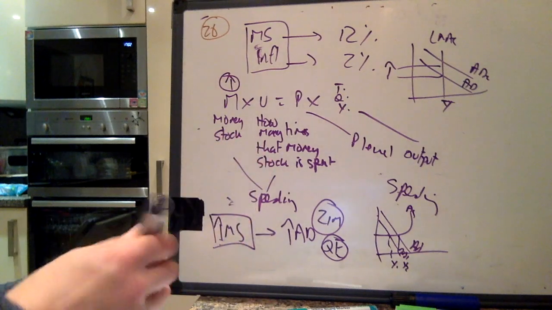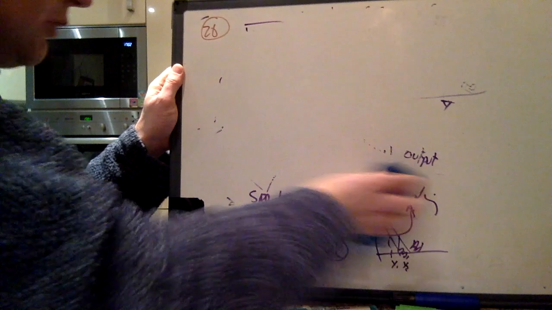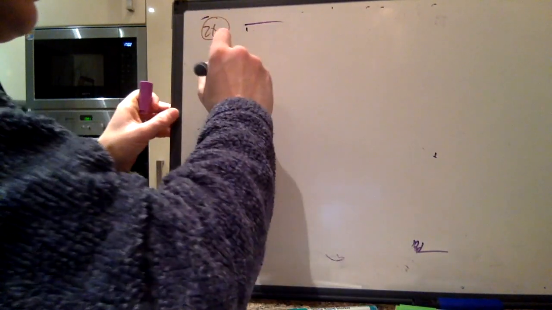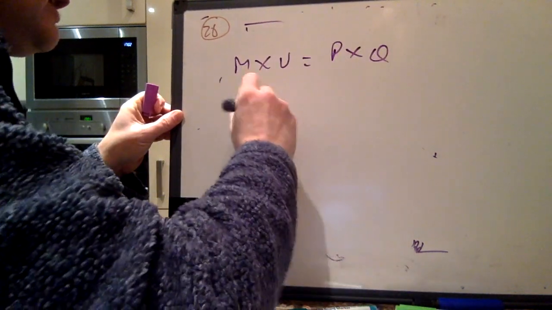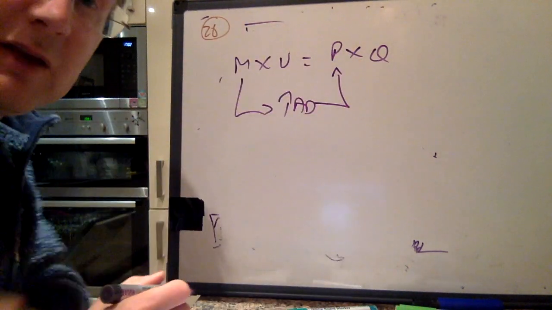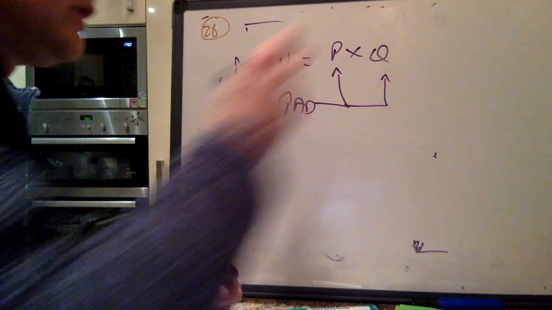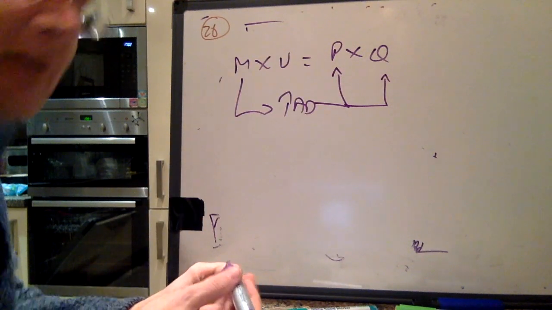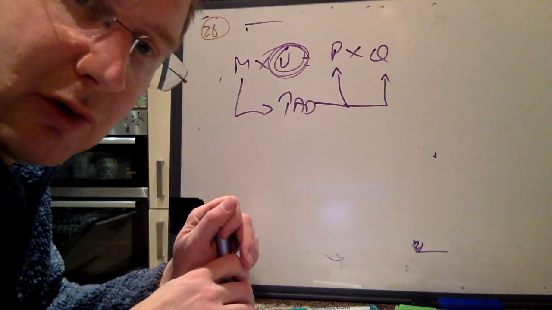In other words, if we then put it back into quantity theory terms, what we're saying is that M times V equals P times Q. An increase in M leads to an increase in aggregate demand. Well, that might lead to an increase in inflation if the economy is close to full employment, or it might lead to an increase in output if it isn't. And at the same time, we've also assumed that V is constant, which it might not be.